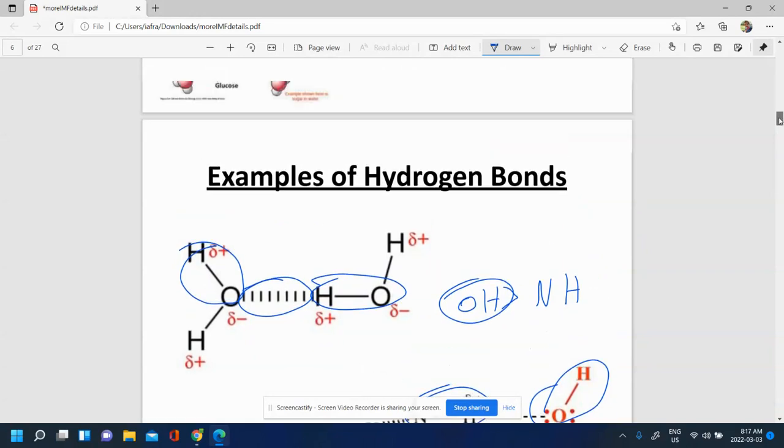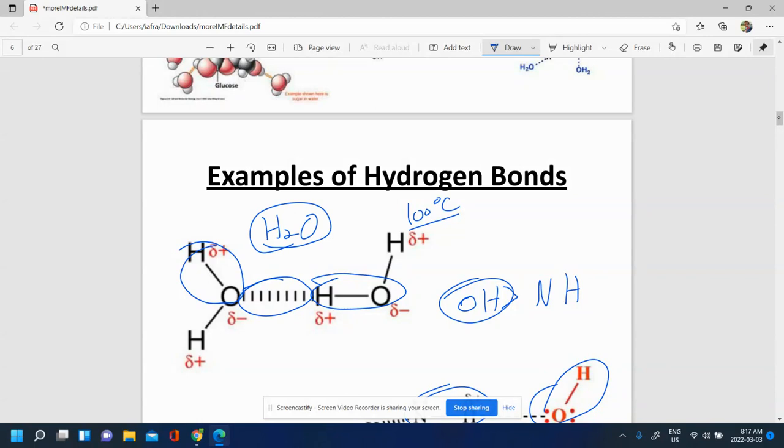And the hydrogen bond is the reason why water has such a high boiling point. Water boils at 100 degrees Celsius. That's pretty high for a small molecule. This is only 3 atoms big. If you think about it, CO2 is a gas at room temperature. In fact, it becomes a gas at negative 78 degrees Celsius. And it's only 3 atoms large.